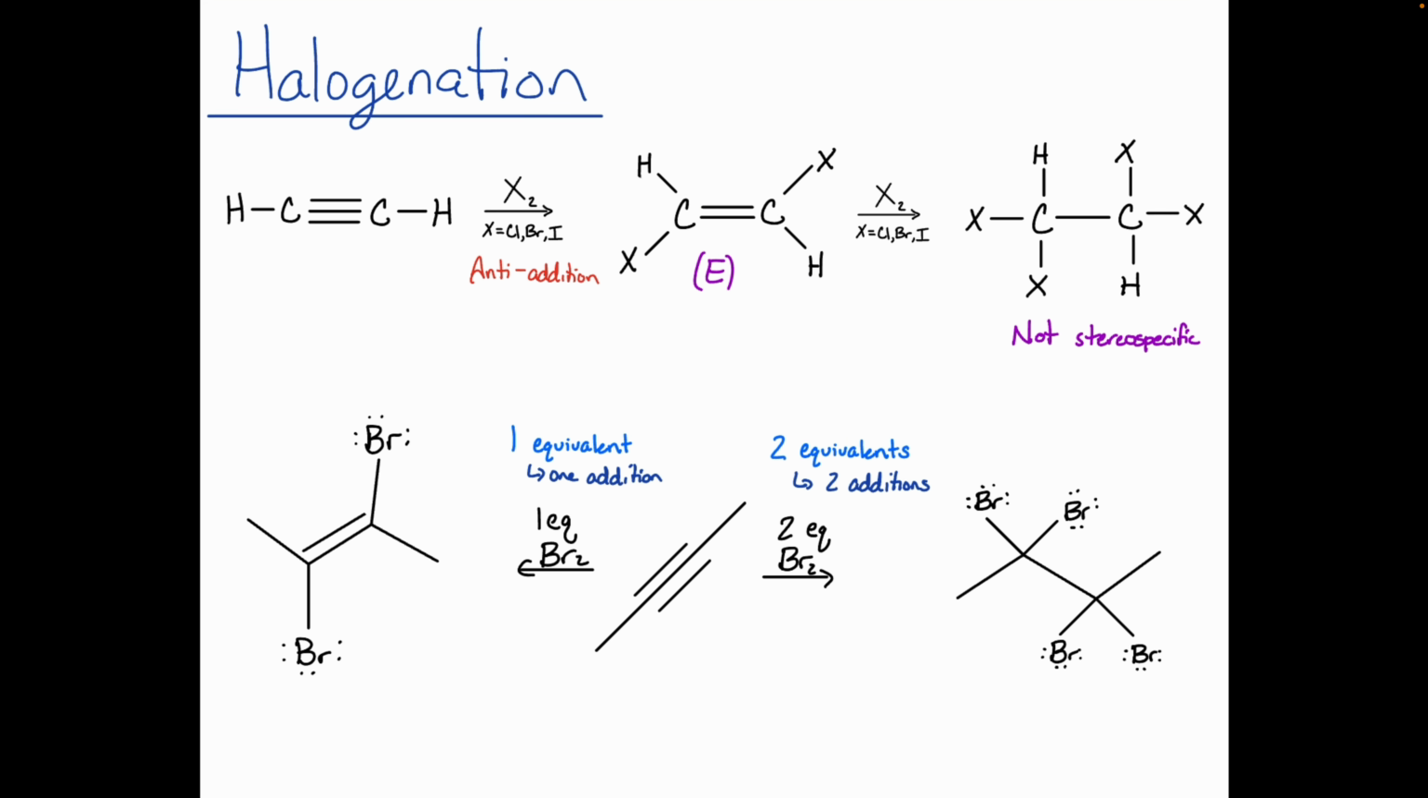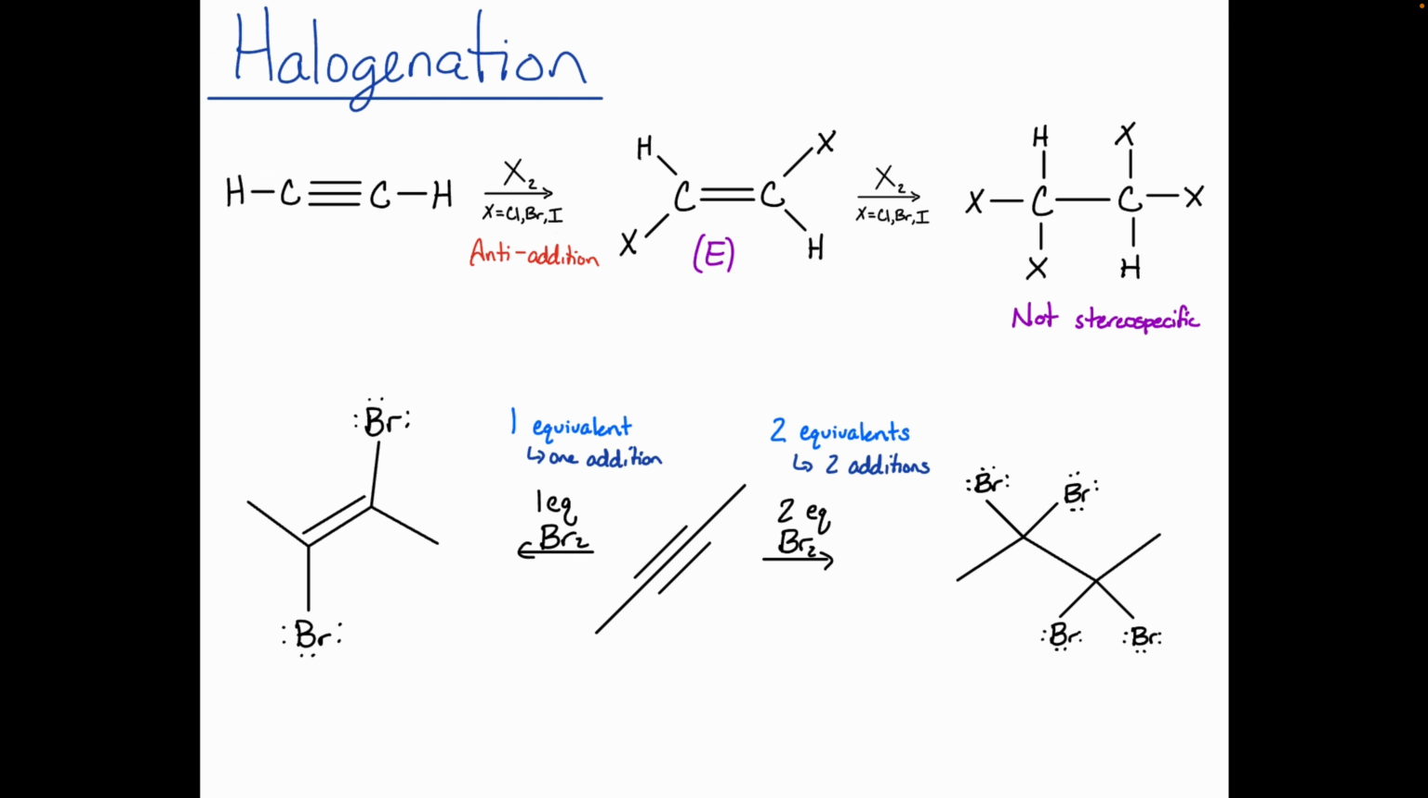All right, so just like we saw before with our hydrogenation reaction, with our halogenation reactions, we can have one addition of our halogen or two additions of our halogens. Unlike before, it's not catalyst dependent. It's just how much bromine I add in there. Do I only add one equivalent, so I only get one addition, or do I add twice as much bromine as I have alkyne, giving me those two additions?